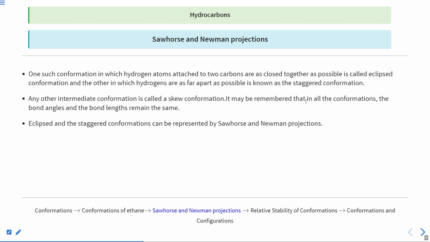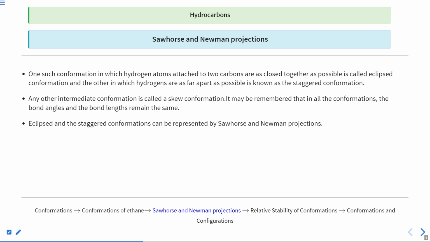Now it should be remembered that in all the conformations, bond angle and bond length remain the same, right? Bond angle and bond length will not change. This is very, very important, and it should always be remembered. So when you talk about different conformers of a molecule, you will see that each of these conformers has the same bond length, and in addition to that, the same bond angle. Some may think it is having more repulsion, so it will change its bond angle to adopt a more stable configuration. No, that is not the case. That should be remembered always. It is an important point.